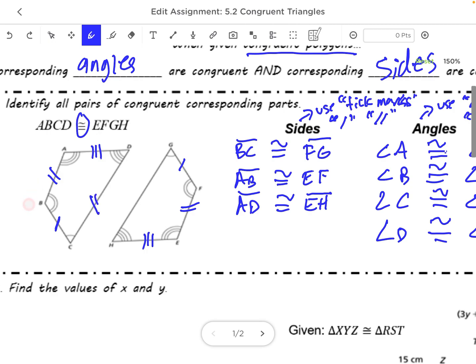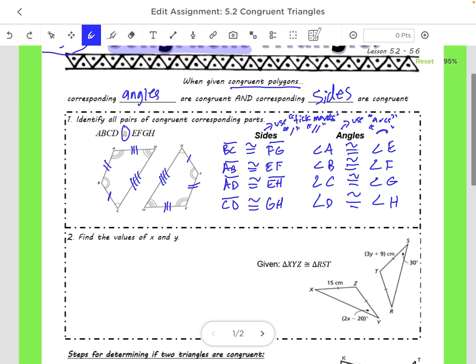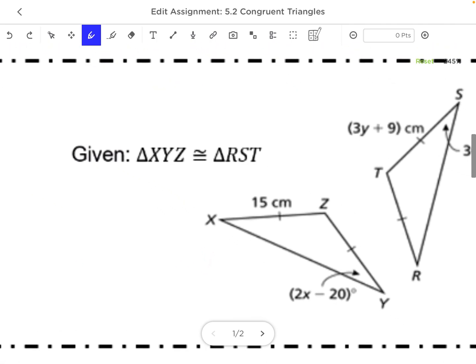Well, we know this one's the last one. That's 4. We can put 4 on that. But we also know this is between the 1 arc and the 4 arcs. So we're going to say this is CD, and we're going to call that GH. So CD is congruent with GH. Okay, so that's how we identify those, with the arcs for the angles, and then the tick marks for the sides. Okay, now keeping that in mind, let's go next level.